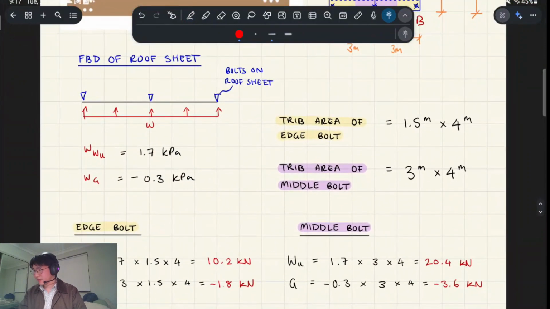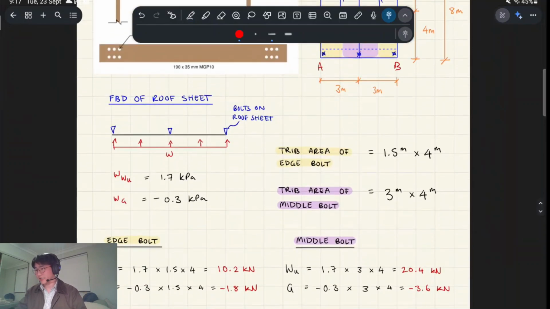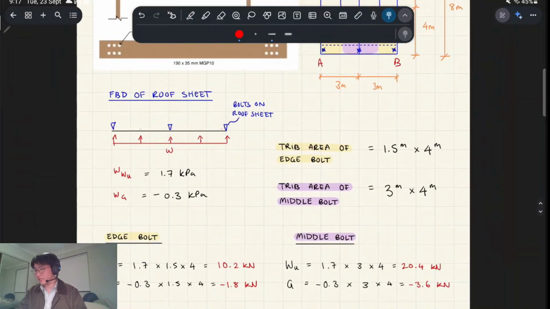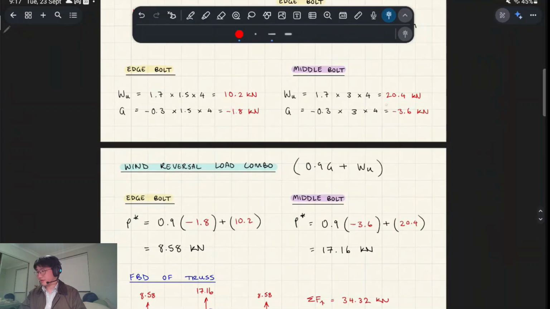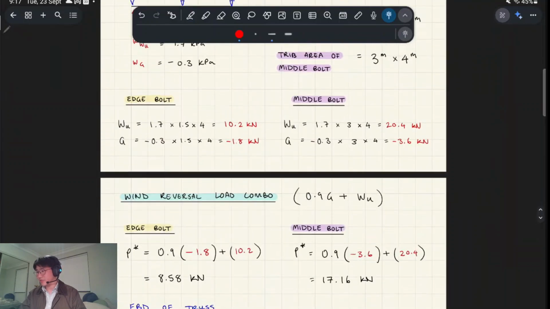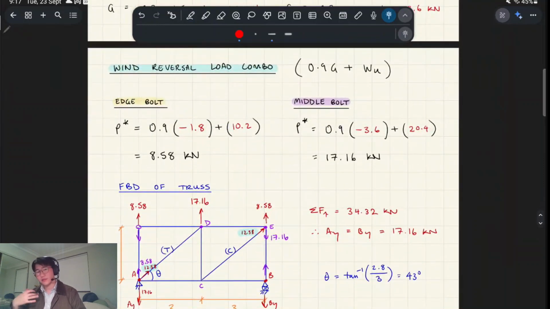And then you figure out how much reaction is happening on the bolts, which will then be applied. So the reactions, like the reactions you solve in the 1300 kind of model, will correspond to point loads on your truss. And then you have your wind component and your dead load component. And then we apply the load combinations, right?